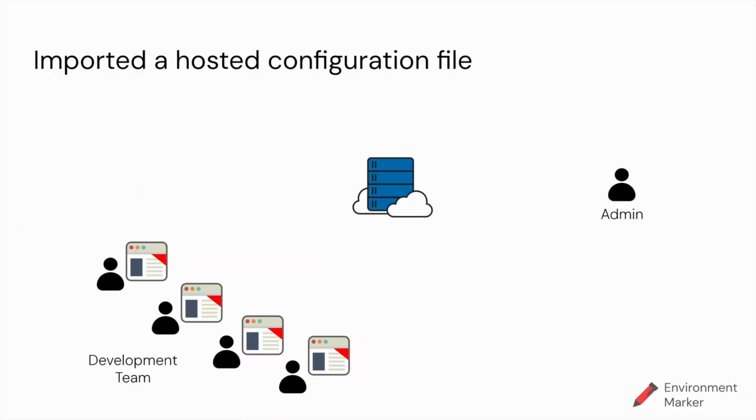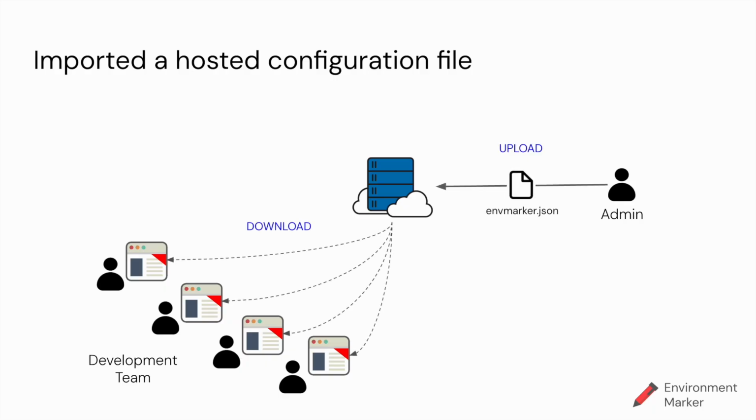Someone from your team can be in charge of maintaining the configuration file in a way that makes sense for your team, and the file can be exported and uploaded to a server. You can then ask your team members to set the option that allows the environment marker extension to automatically import the file in case of any changes occur. This is a convenient way to help your team members from preventing mistakes.